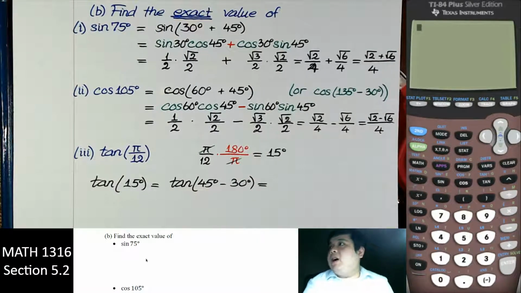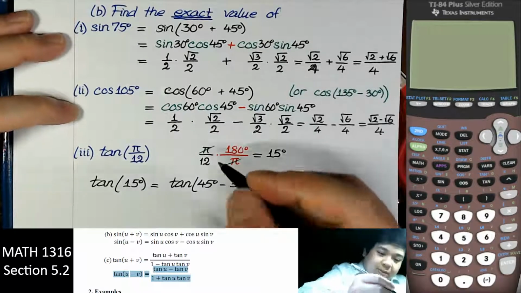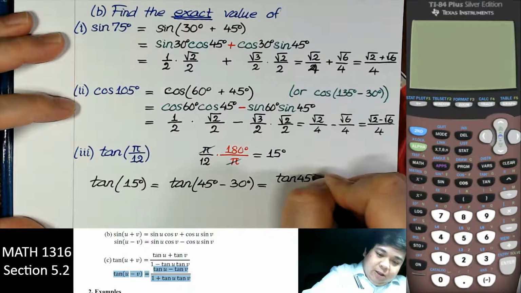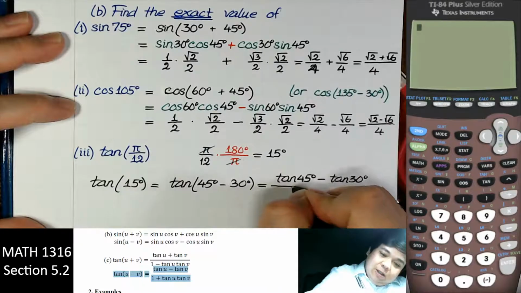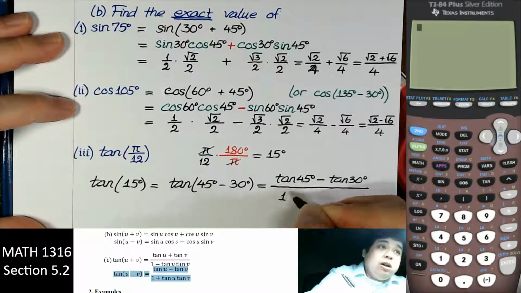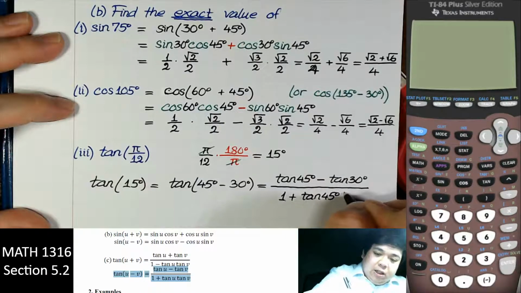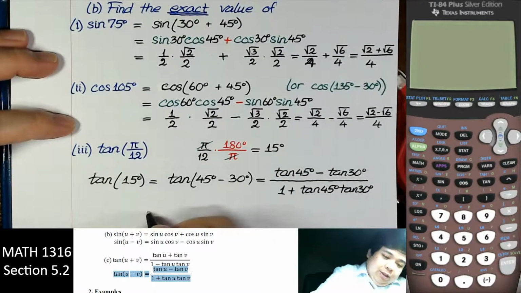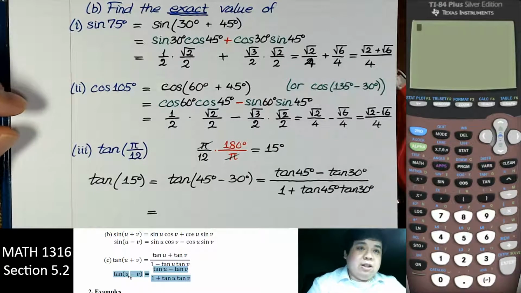So tangent of a difference. We read the formula over there. So it's going to be tangent of 45 degrees minus tangent of 30 degrees, over 1 plus tangent of 45 degrees times tangent of 30 degrees. Right, tangent of 45 degrees.